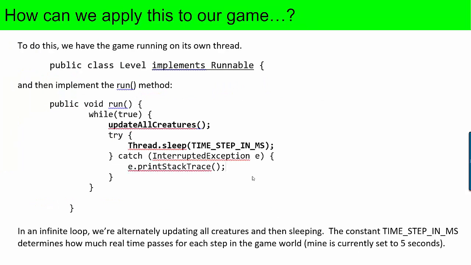All right, so how are you going to apply this to your game? You're going to have your level, or in yours it might be called graph, implement the runnable interface. And what do we want our whole game world to do independently? We want it to be in an infinite loop where it updates all the creatures and then it sleeps for a certain amount of time. So that's what we're going to put in our run loop. It's this while true, which loops infinitely, and you run your own update all creatures method, and then thread.sleep, and you can give it a constant that you define, which is how much time it should sleep in milliseconds. I think you should set this for something like 5 seconds or 10 seconds, but you have to do it in milliseconds, so like 5,000 or 10,000.